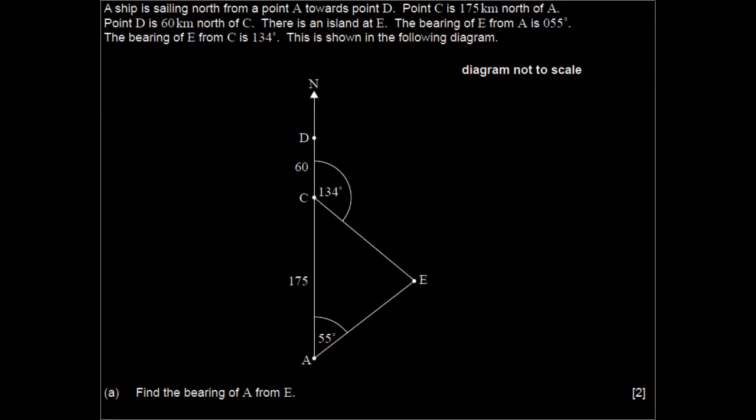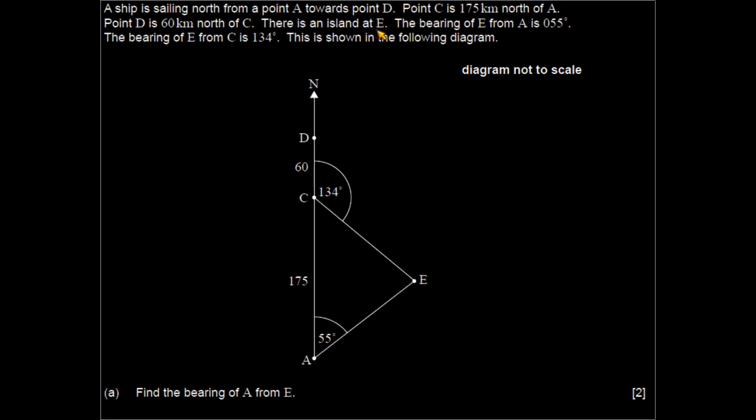Okay, this question says, a ship is sailing north from the point A towards point D. Point C is 175 kilometers north of A. So here's C, 175 kilometers north. Point D is 60 kilometers north of C. So here's point D, here's C, and here is 60 kilometers.